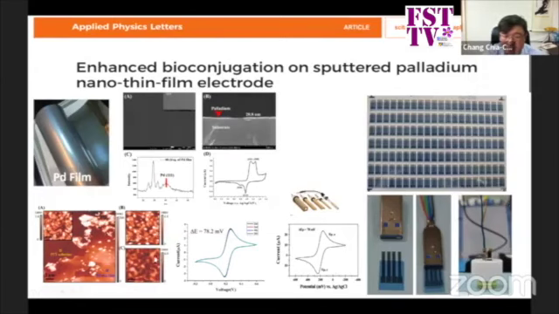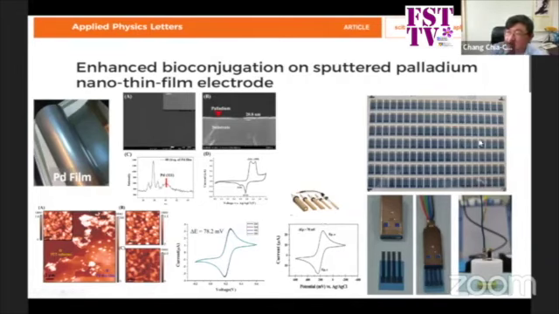Here is the microstructure on the surface of the PET. You can see there is a lot of nanostructure on it, so when the palladium is deposited on it, it forms nanostructure. This combination keeps the electrode stable and easy to conjugate with the biomolecule, and their CV response is similar to the gold electrode.